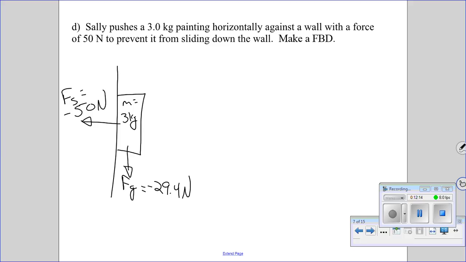Sure, give me one thing, Zach. Very good. Yeah, the painting isn't accelerating, right? It's just staying at rest. Oh, I know the acceleration. That means I can use Newton's first or second law to find the net force. What's the net force got to be, you guys? 0, right? So this means that I have to have some other forces. I need to have at least one more force that cancels out gravity and Sally. Okay, what do you got, Connor?